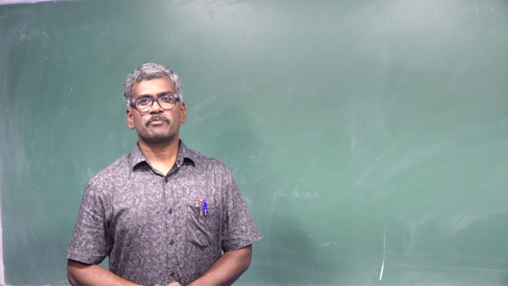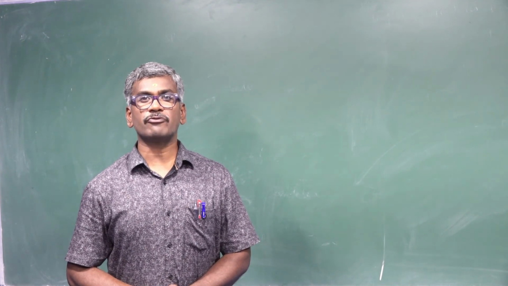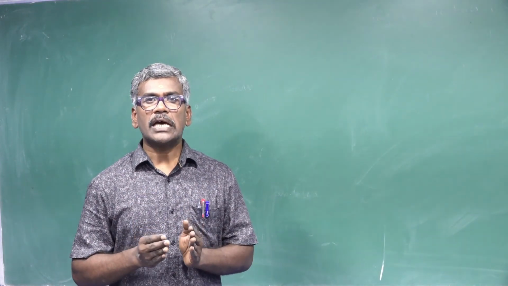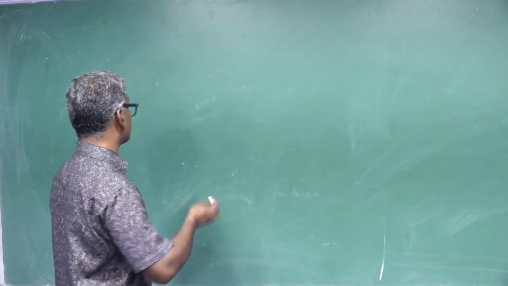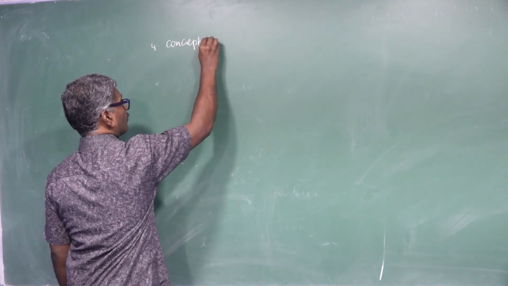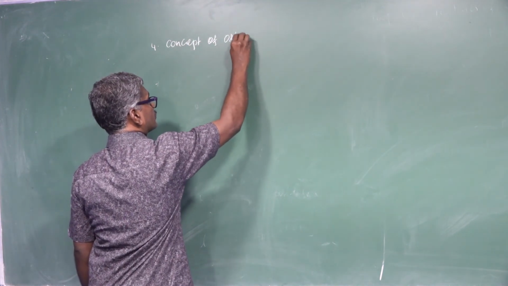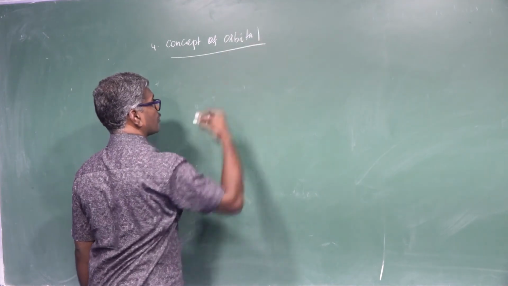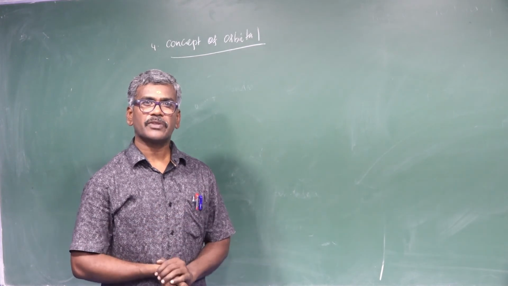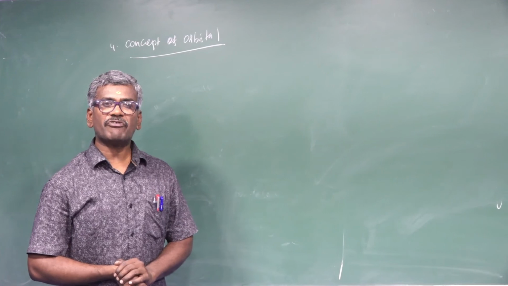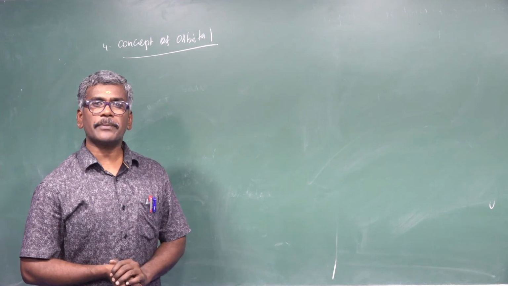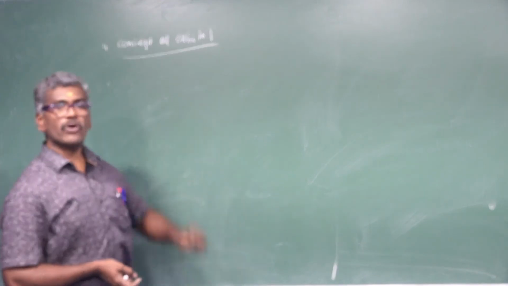Important features of the quantum mechanical model of the atom, the 4th point. As a consequence of quantum mechanics, the concept of the orbital was introduced. An orbital is a 3-dimensional space around the nucleus where the probability of finding an electron is maximum.